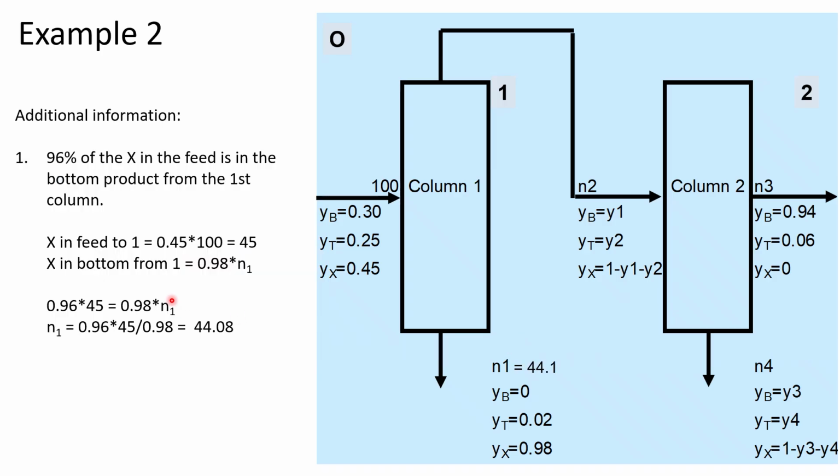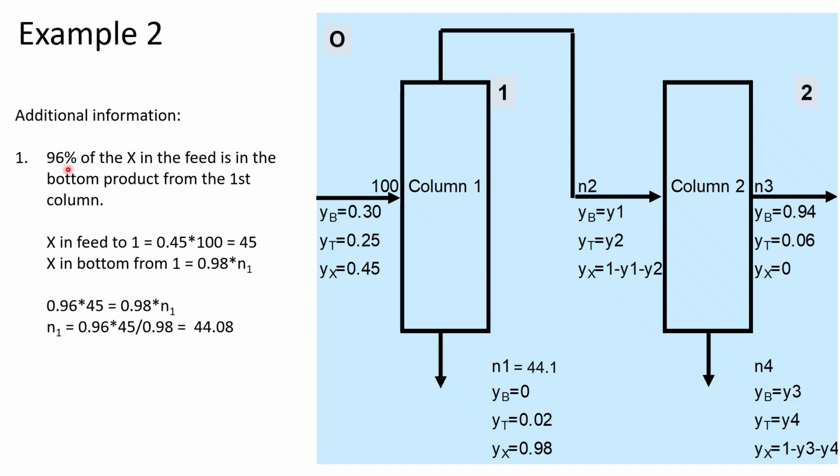It turns out there is at least one additional piece of information, and that's that 96% of the xylene in the feed is in the bottom product from the first column. Well, how much xylene is in the feed? The amount of xylene in the feed is 0.45 times 100, composition times the flow rate. So the xylene that feeds the first column is 0.45 times 100, which is 45. The xylene in the bottom product is going to be the fraction of that bottom product which is xylene, 0.98, times the flow rate of that product, N1.